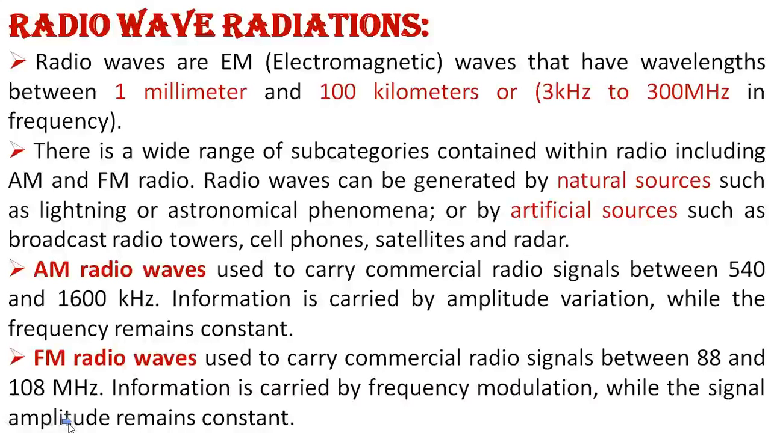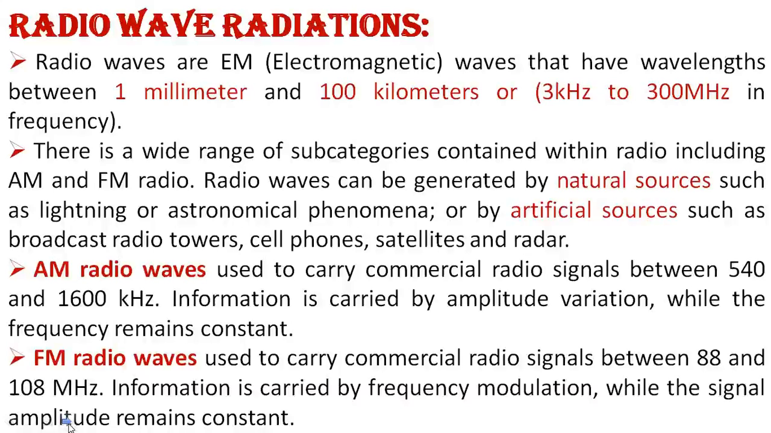Starting with AM radio waves, they are used to carry commercial radio signals between 540 and 600 kilohertz. The information is carried by amplitude variation while the frequency remains constant.